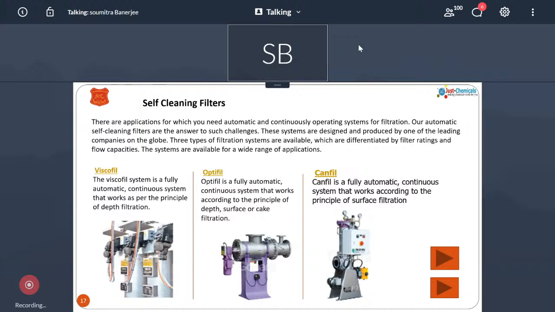Now, these are being replaced by another kind of filter, and now I can proudly say that this is made in India by Gopani in Ahmedabad, and here is a video on these kinds of filters.